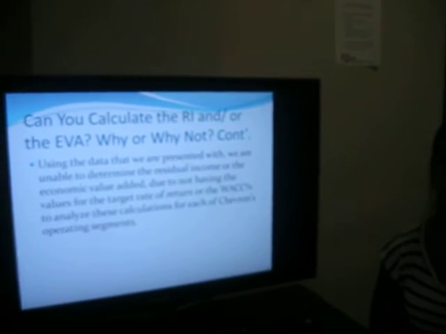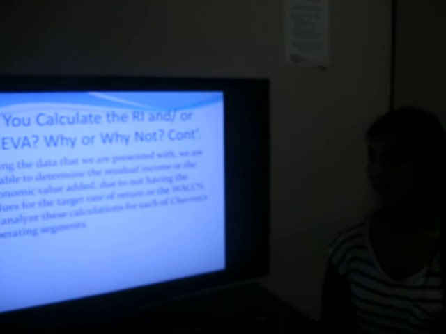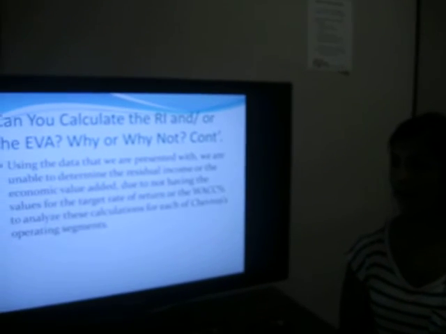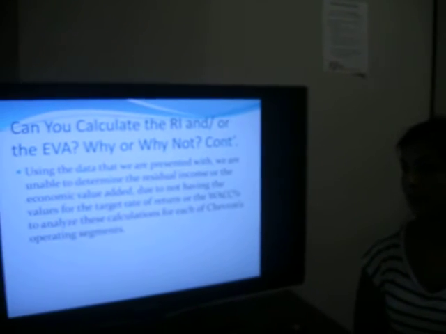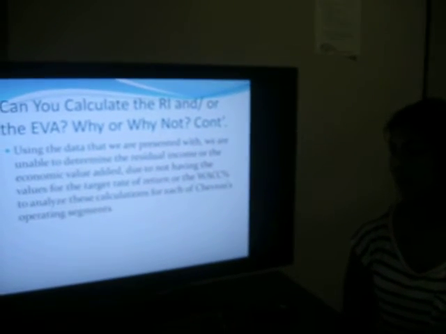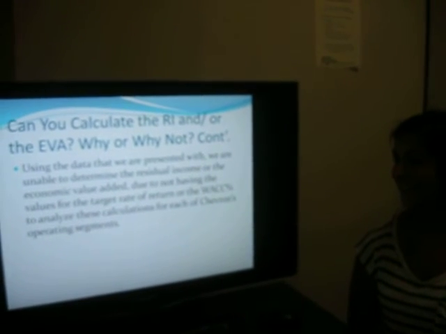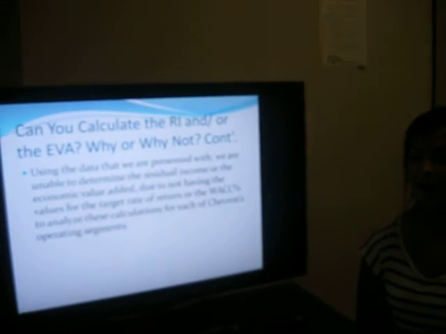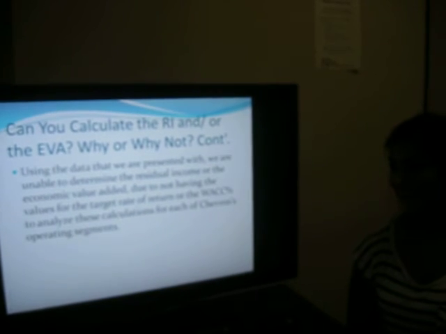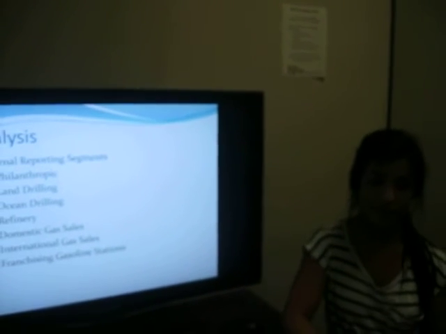So with the data that we are presented with, we are unable to determine the residual income and the economic value added due to not having the values of the target rate of return or the WACC percent to analyze these calculations for each of Chevron's operating segments. Now here's Alicia with the analysis.